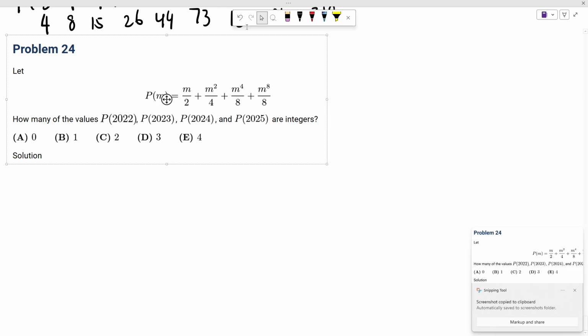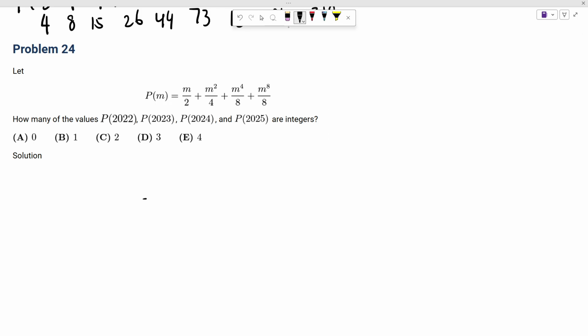Problem 24. We're finding how many of these are integers. So the first thing to note is that obviously the even numbers always work, because this is going to be an integer, this is going to be an integer, this is going to be an integer, and this is going to be an integer, because this is going to have at least 16, this is going to have at least 4, this is going to have at least like 256, and this is always going to be an integer since m is even. So these two already work.